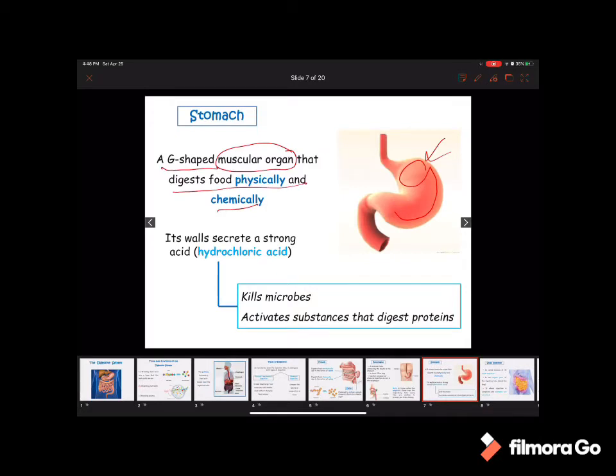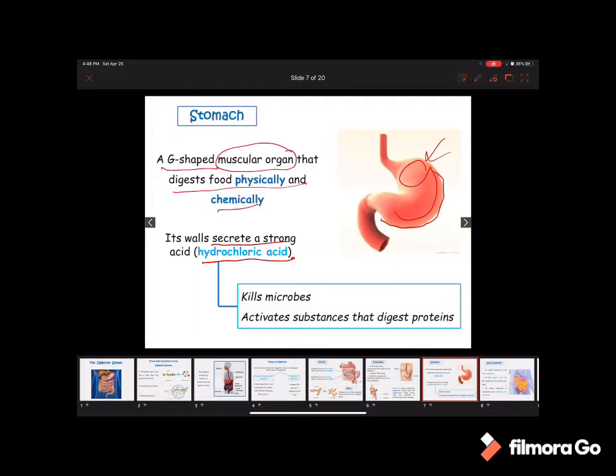It kind of becomes juicy because of how much this contraction and relaxation breaks it into smaller and smaller and smaller pieces. As for the chemical digestion, it's actually ensured by the hydrochloric acid that is secreted by the walls of the stomach. So this is the stomach right here.